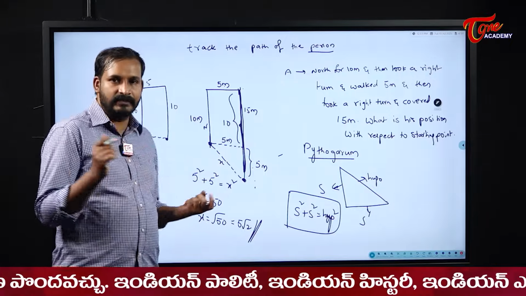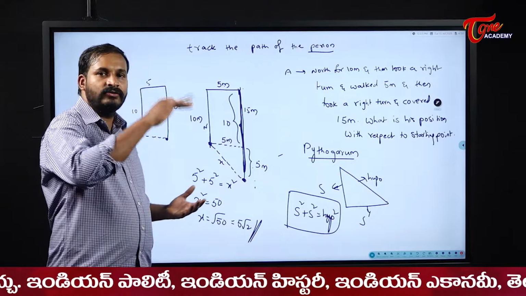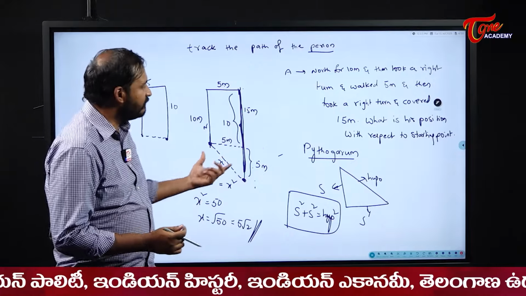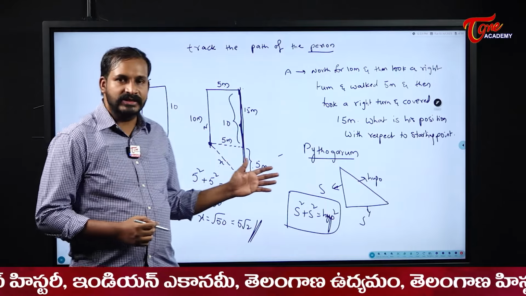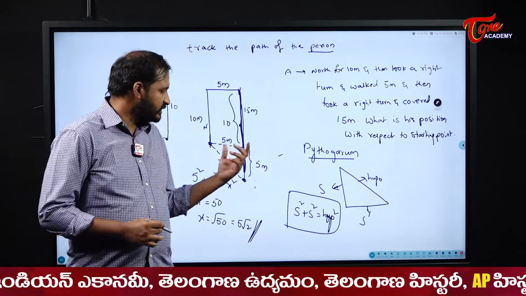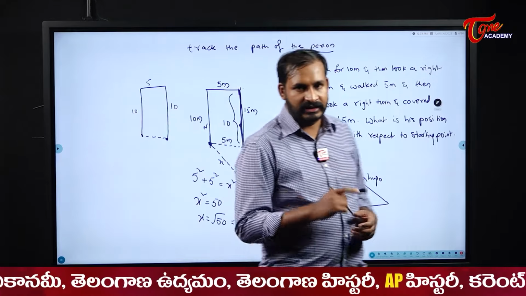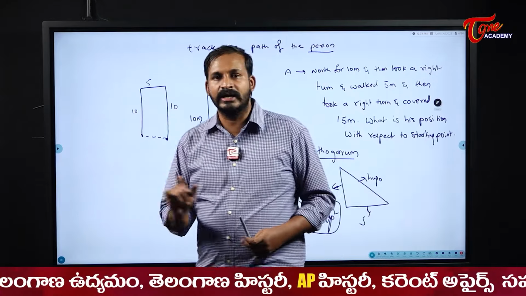Like this in different cases. This is just a simple example, but in general we need to track different paths where we will use this Pythagoras theorem, where side square plus side square is equal to hypotenuse square. So this is one of the major uses of this here. We will use these things a lot.